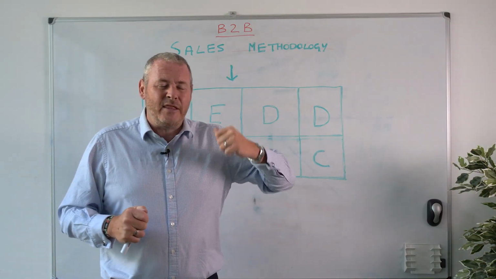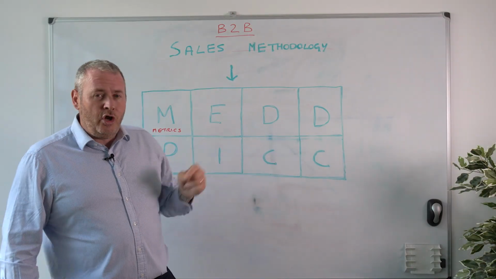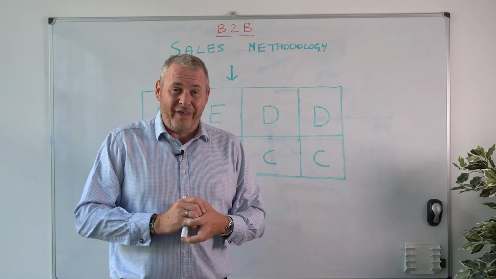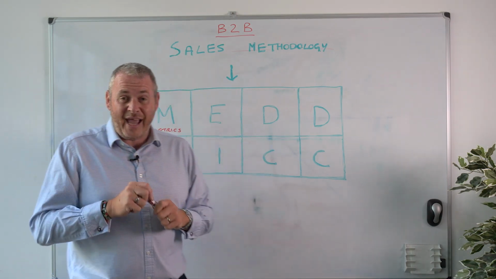So the first thing is understand the metrics that are driving the overall process at the buyer's mindset that they're going to want to put in place in order to achieve what they want. That's the first M that we've got to nail and sort out.